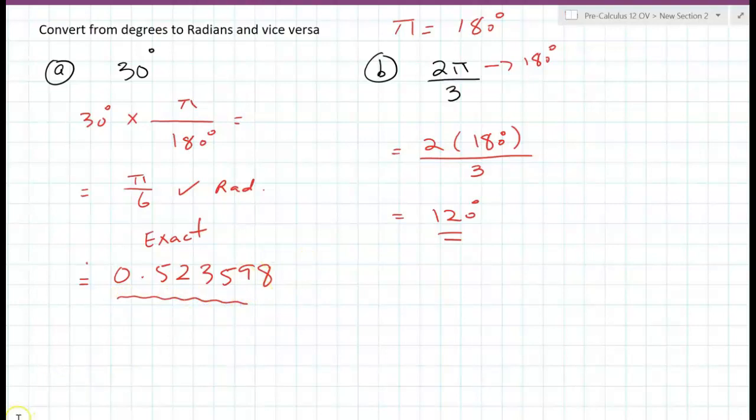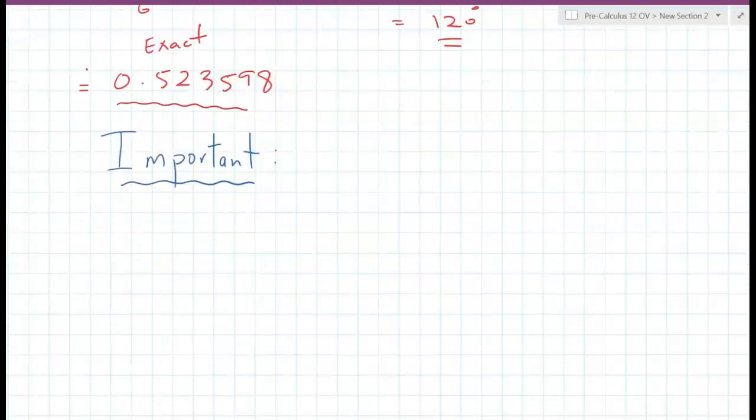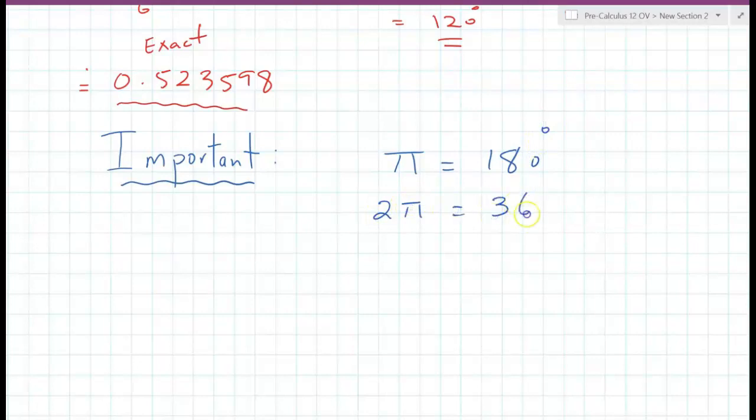That is basically it. So a couple of important concepts or things to remember. Number one is that if we have pi equals 180 degrees, then we know that 2 pi, a full circle, the angle will be 360 degrees. And any other partition of the degree angles will be the partition of the pi. And the other part of it is this. This is only one full rotation.